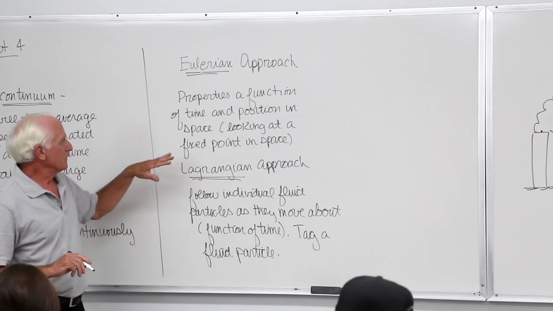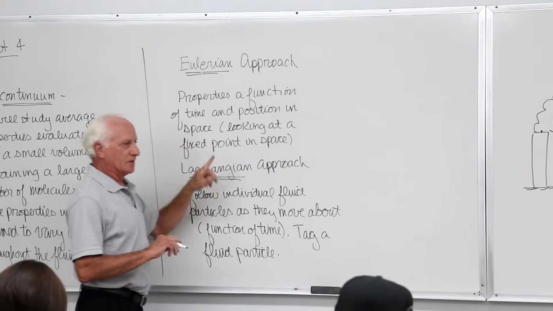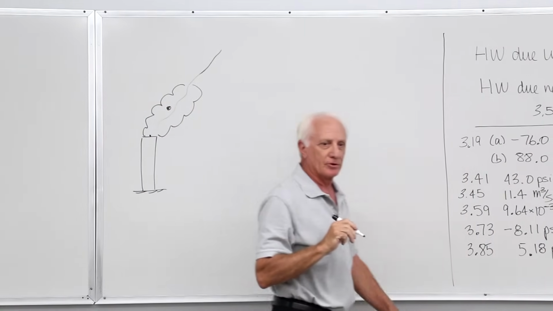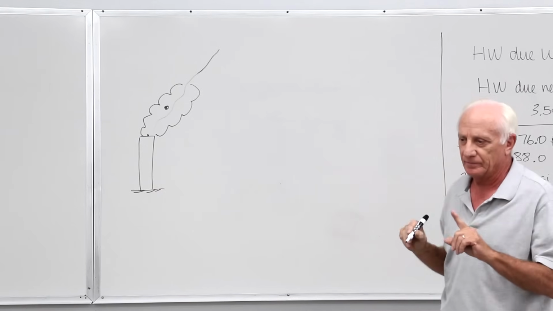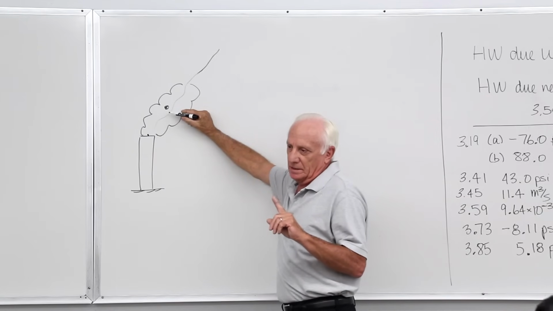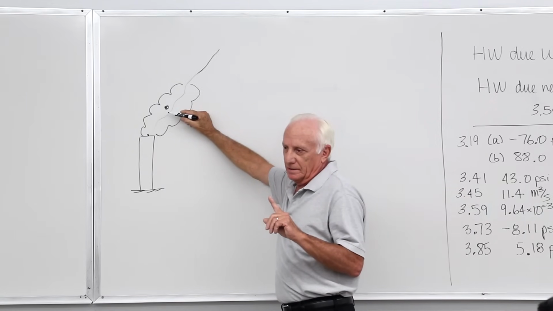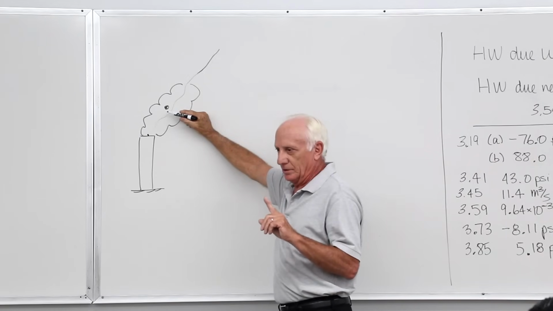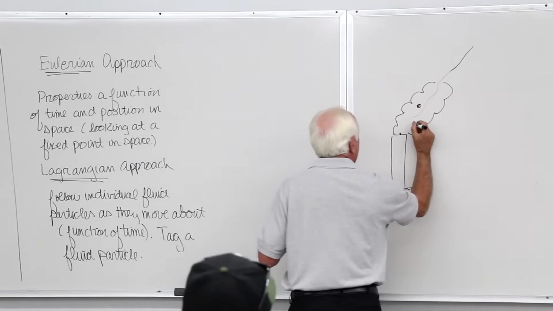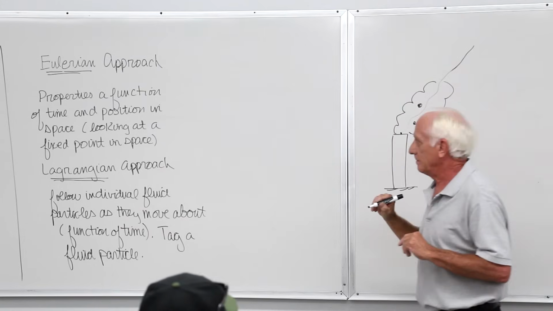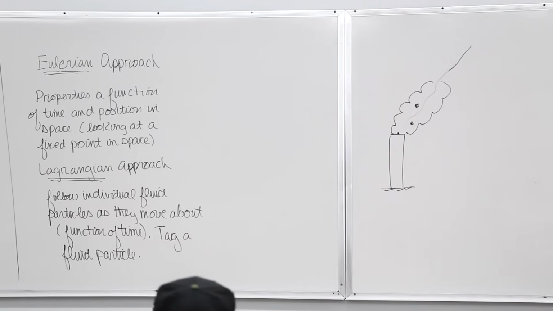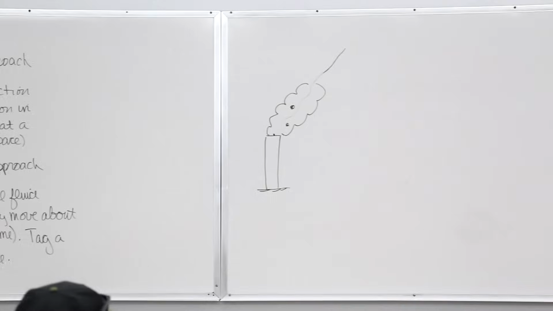Other times, I look at a fixed point in space. Okay, I'm going to look at this point, x equal 10, y equal 30. I stay there with time, and I watch as the particles go by. Does the temperature change? Maybe. Does the density change? Probably. So I sit at one point in space and look at how properties vary. If I move the point down to here, of course it's going to change. Okay? So, Eulerian approach.